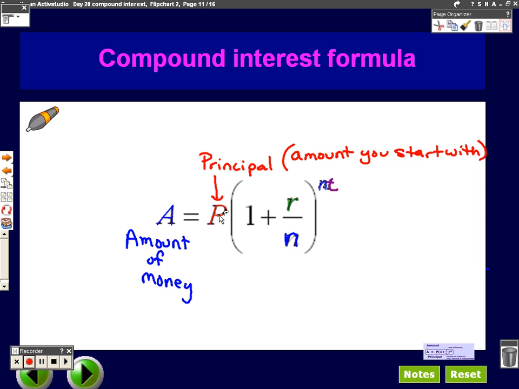P is the principal. Before, we were talking about the initial amount, and we talked about that as A. It was A times B to the X. Well, now we're giving it a different letter, and we're calling it principal, but it means the same thing: the amount you had at the beginning when you started, your initial amount. So the initial amount of money is your principal.